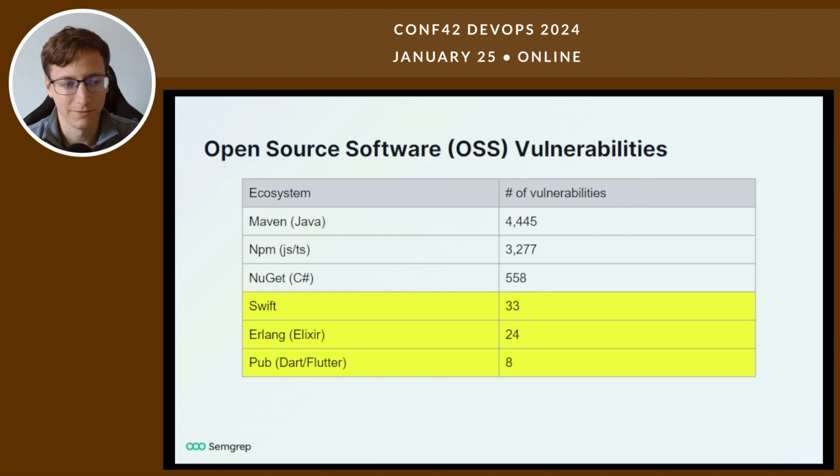If you're using Swift, Elixir, Dart, or Flutter, there's really not a whole lot of value to be had, simply because there are not a lot of known vulnerabilities. Supply chain security tools aren't going out there and discovering application security vulnerabilities in open source code.